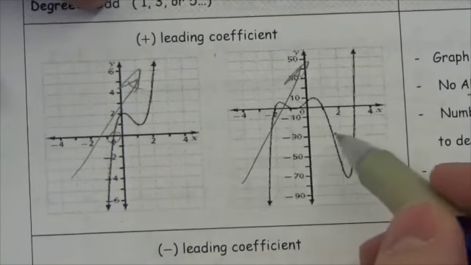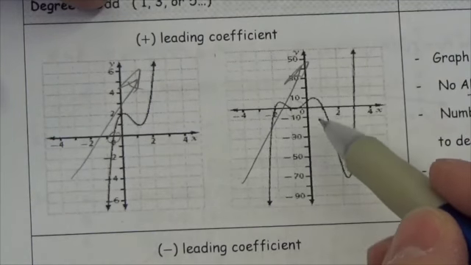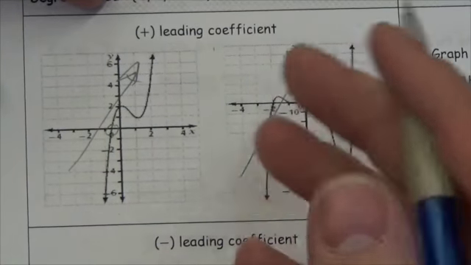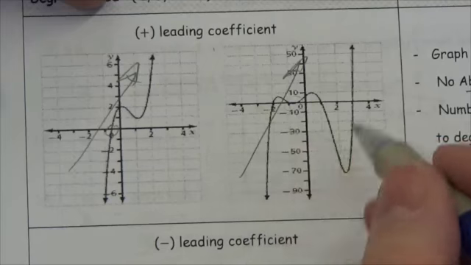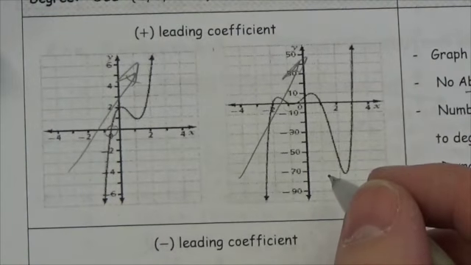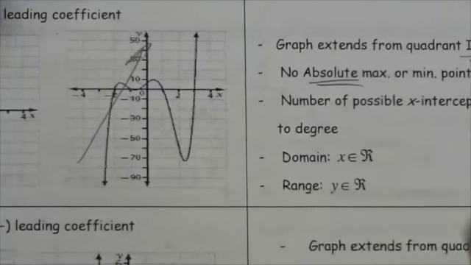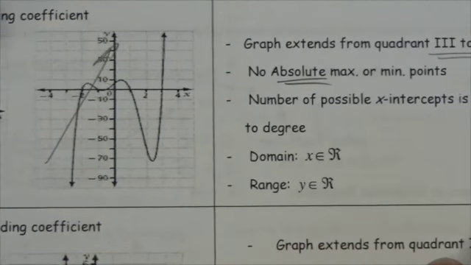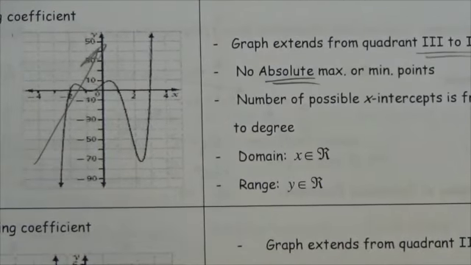There could be no more than that though, because you'll notice here the graph at no point ever is going to come back around again. Okay, this is the maximum number of turning points. That's the maximum number of times it's going to hit the x-axis. The domain is going to be all reals, and so is the range.